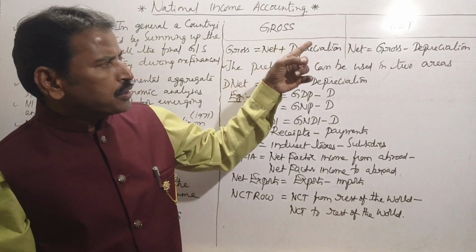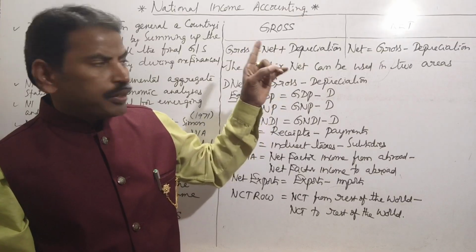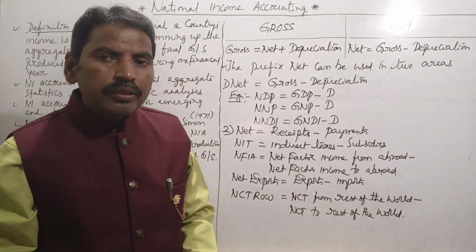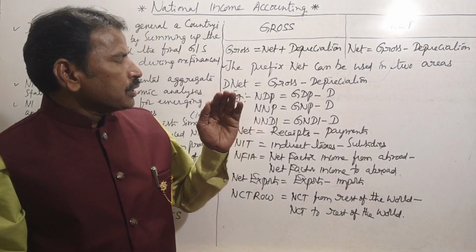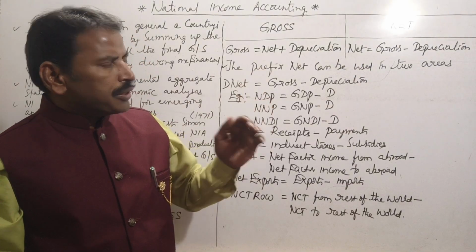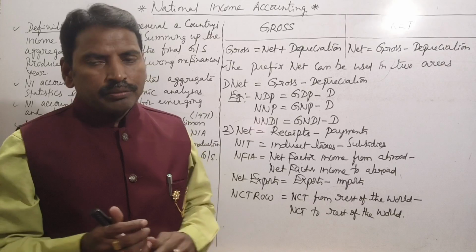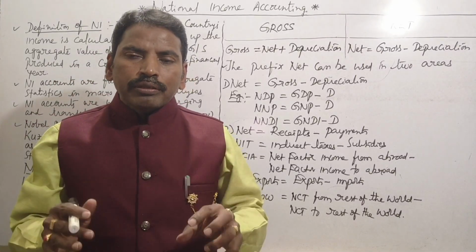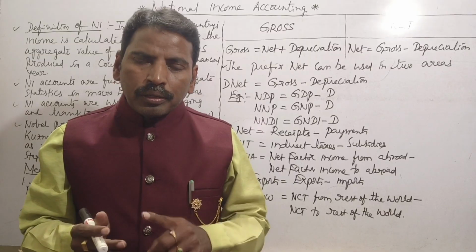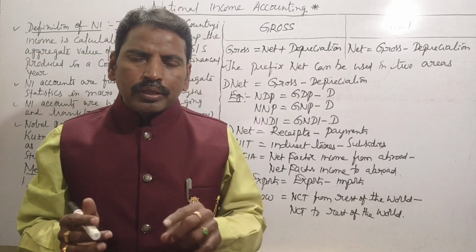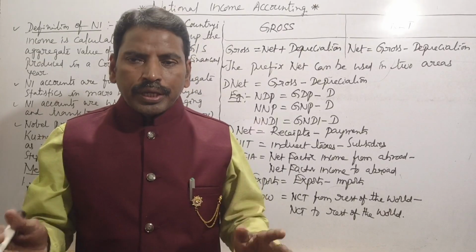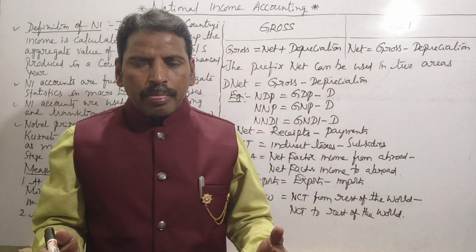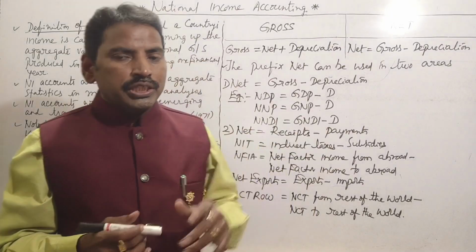What is the difference between gross and net? The difference is depreciation. Depreciation means the consumption of fixed capital, or user cost, or the amount of wear and tear, or the cost of repairs and renewals. This is called depreciation.